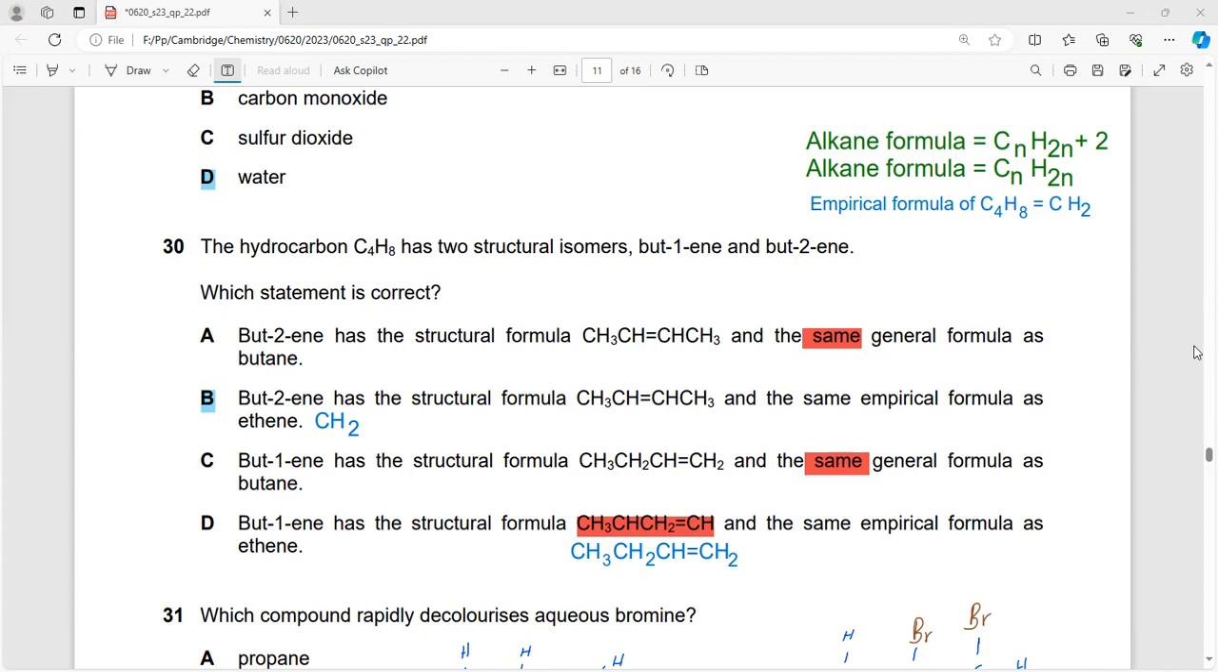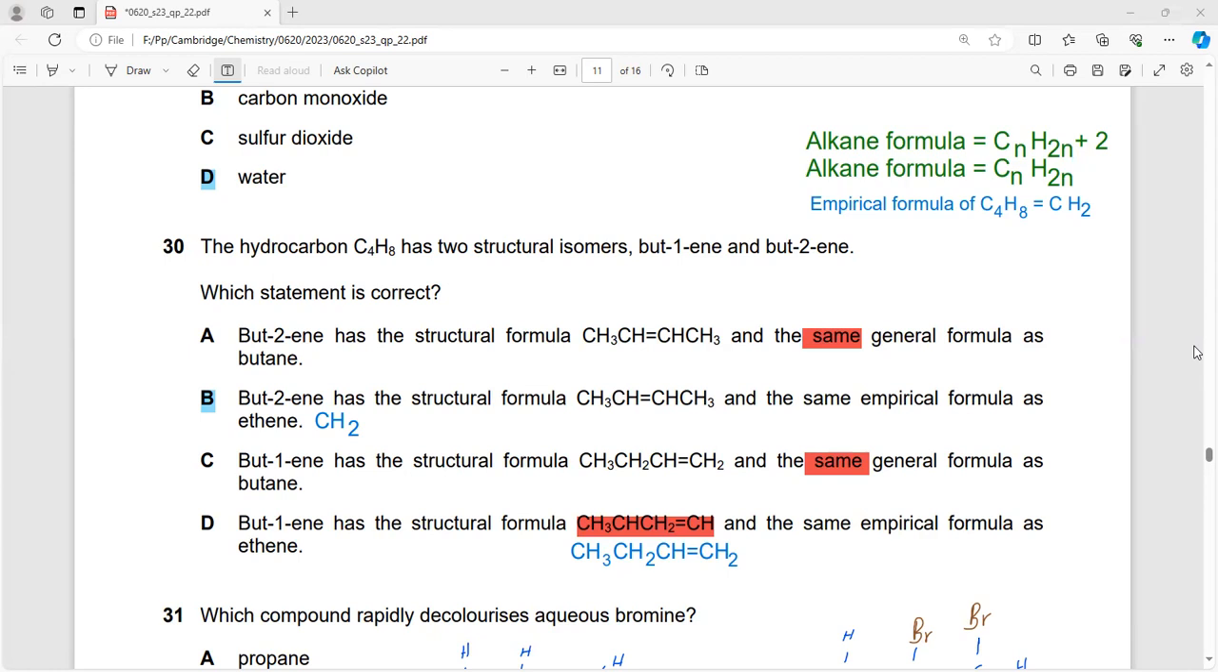That's a given there, so correct. And the same empirical formula. So their empirical formula is the same. You can see that the empirical formula of butene is also alkene, and ethene is also alkene. So they both belong to the same homologous series. They have the same general formula, and they have the same number of carbon and hydrogen. So that's why overall their empirical formula will be the same. So that's why B is our correct option.